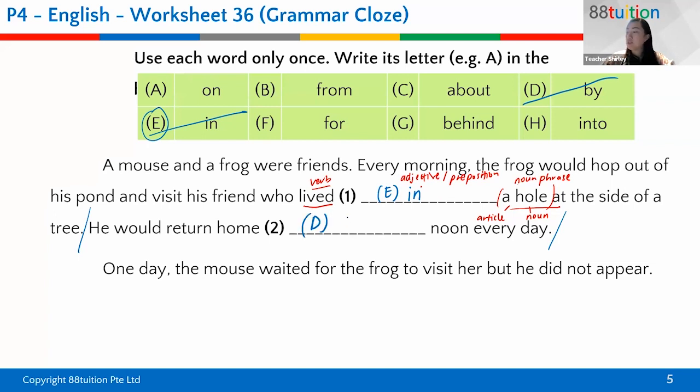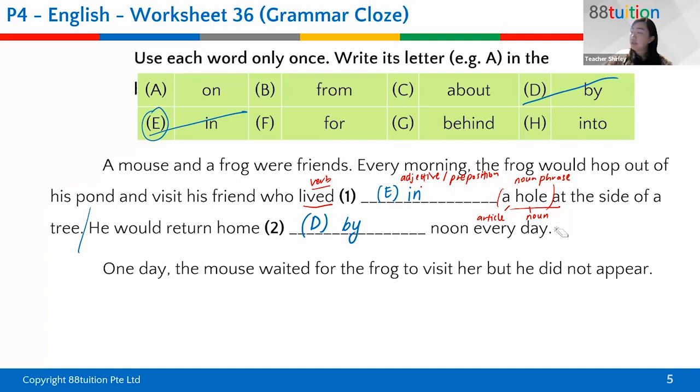This is actually a preposition of time. It's not physically the position of an object. But sometimes a preposition doesn't necessarily have to be the position of objects or the placing of an object. Sometimes by can be a preposition of time as well. So it's basically by.